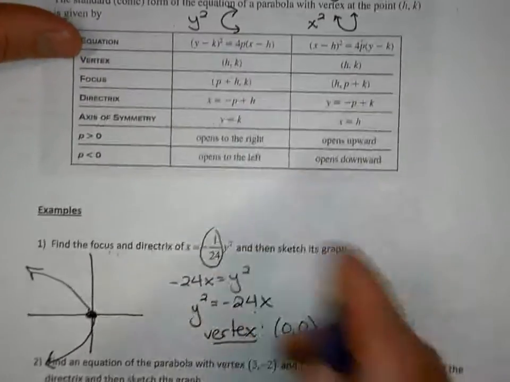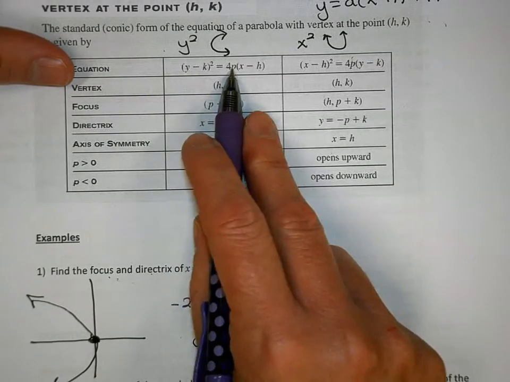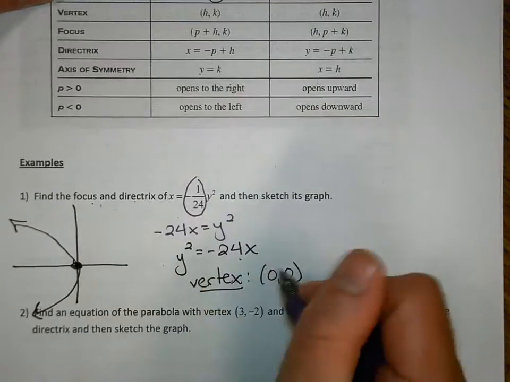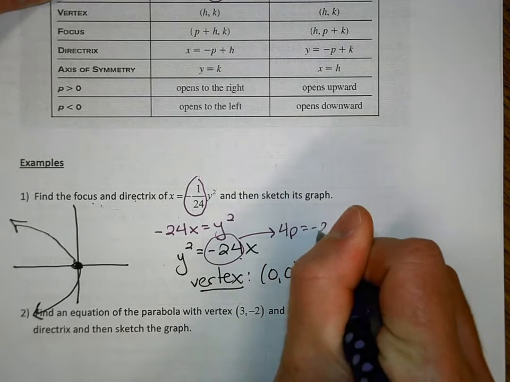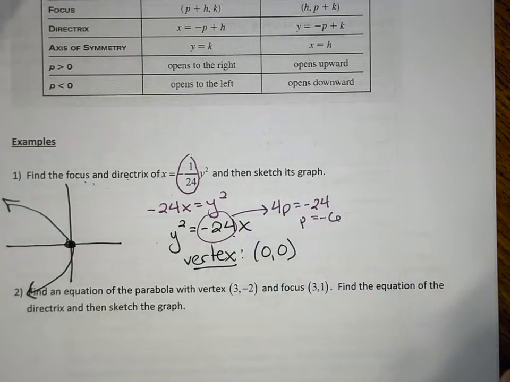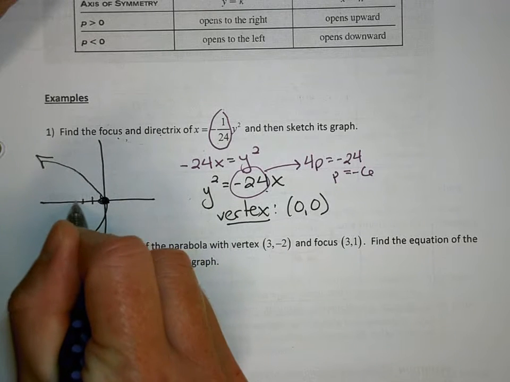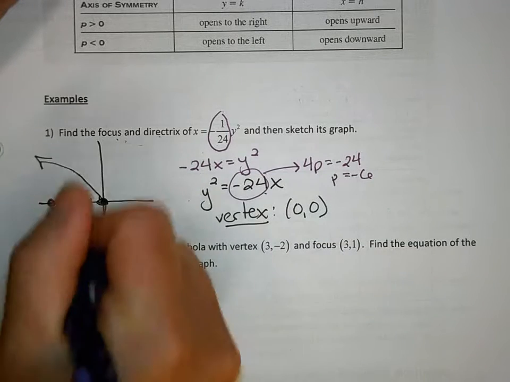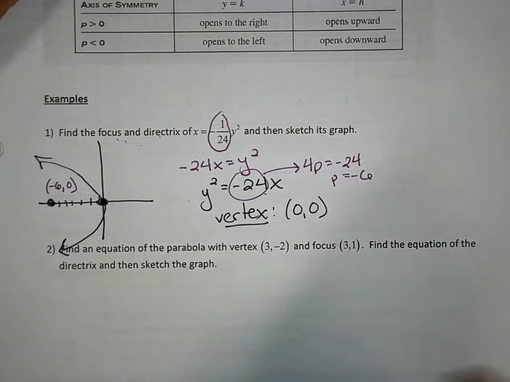If I look up at my formulas, it tells me the focus is p plus h. Well, I need to find p then. 4p is right here in front of those parentheses, and I have -24. So that means 4p equals -24, or p is -6. So if I go -6 back, 1, 2, 3, 4, 5, 6, here's my focus. My focus is going to be at -6, 0.